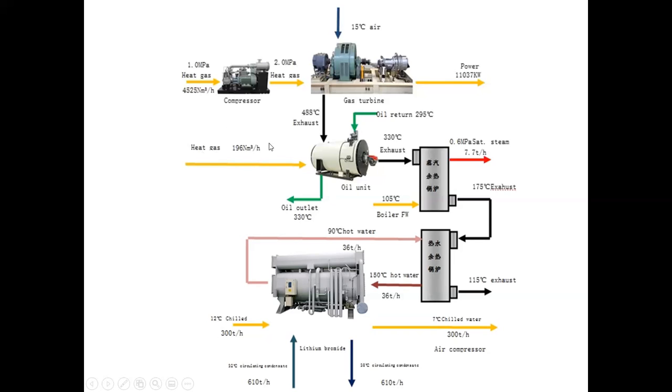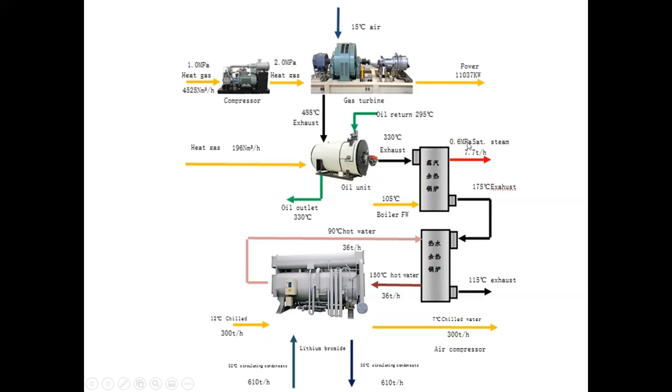And apparently, again, I didn't size this, but apparently we need to burn a little more heat gas in this guy. So we're going to put 196 normal meters cubed per hour in, and we're going to combust that too in order to make this oil unit work properly. But gosh, it's got some pretty hot exhaust gases as well. They're coming out at 330 degrees C.